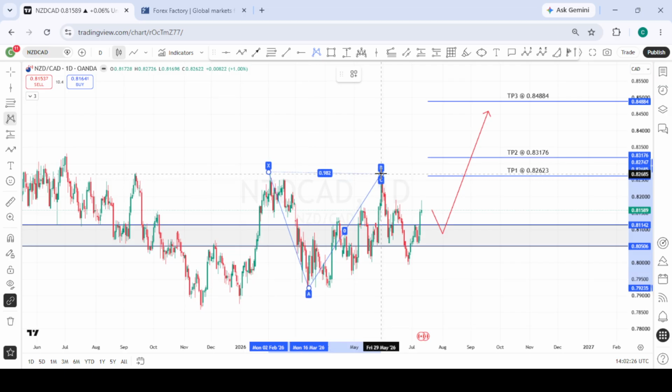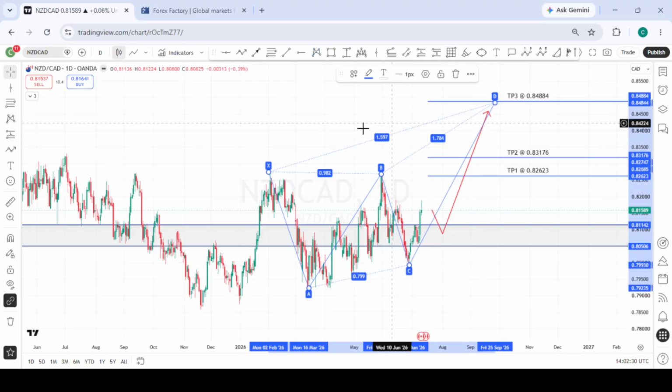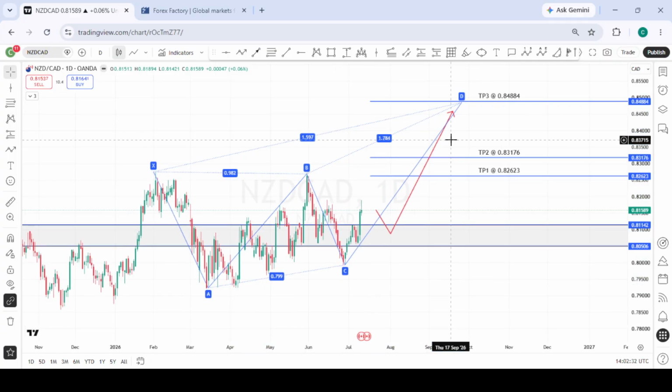this is the D, which is a possible deep crab pattern. This is the C leg. We are expecting price to continue to the upside to give us the C to D leg to this very TP we have here. So we just have to be patient to see the retest or a possible higher low formation and look for our buying opportunities to the upside for NZDCAD. So we are very bullish for NZDCAD for the coming week.